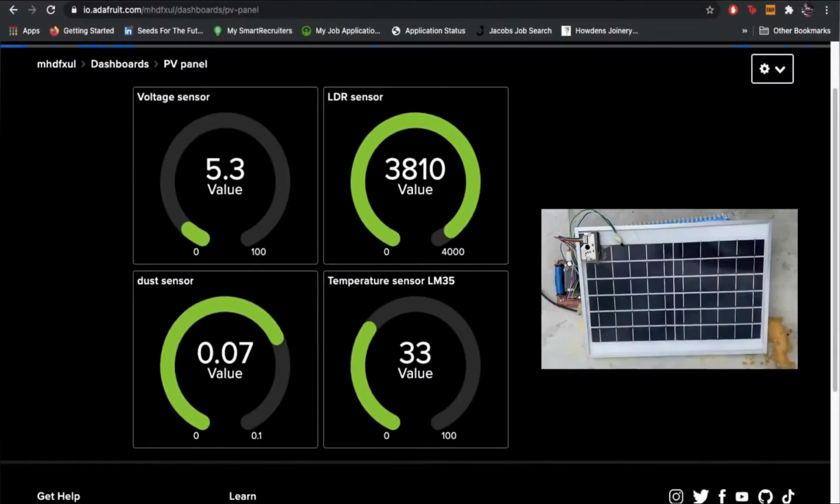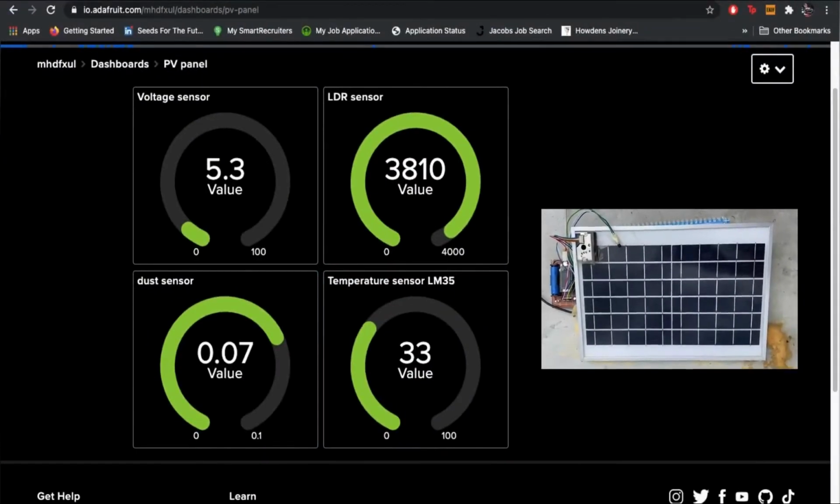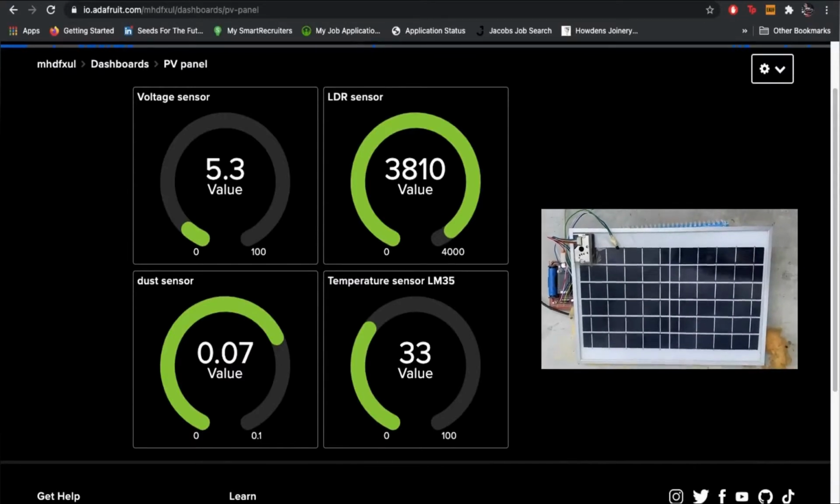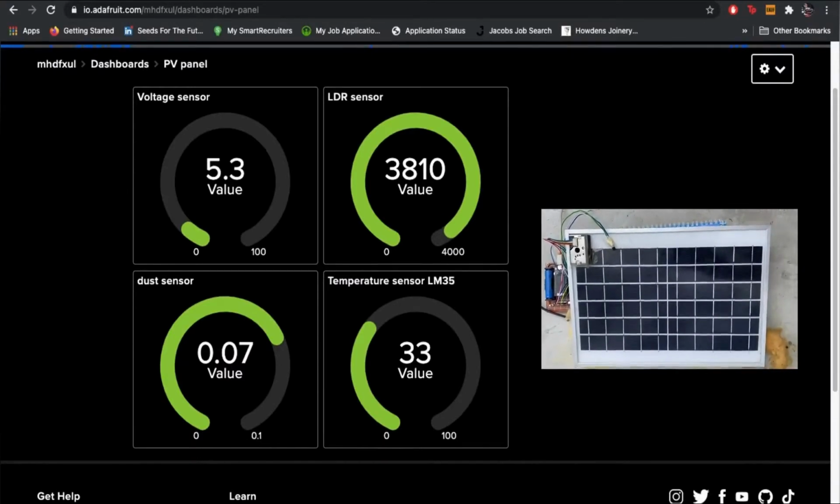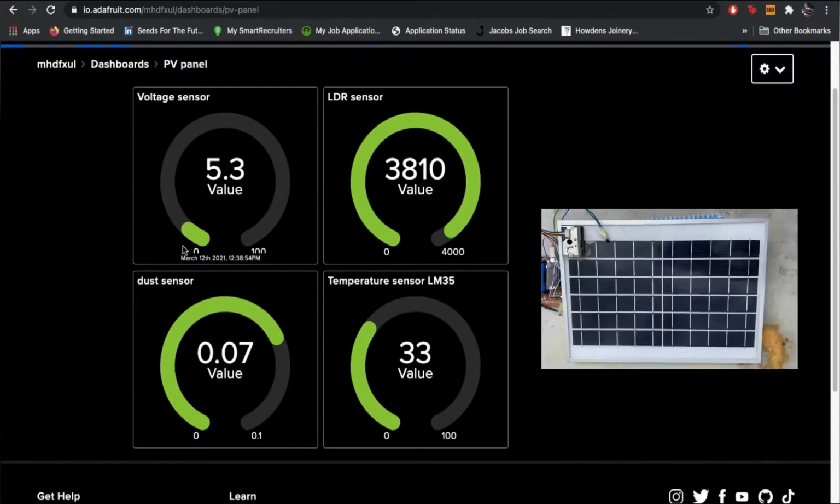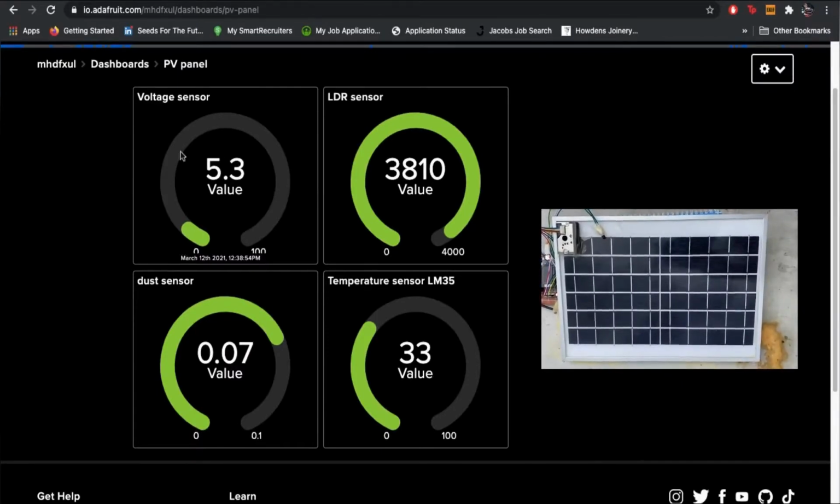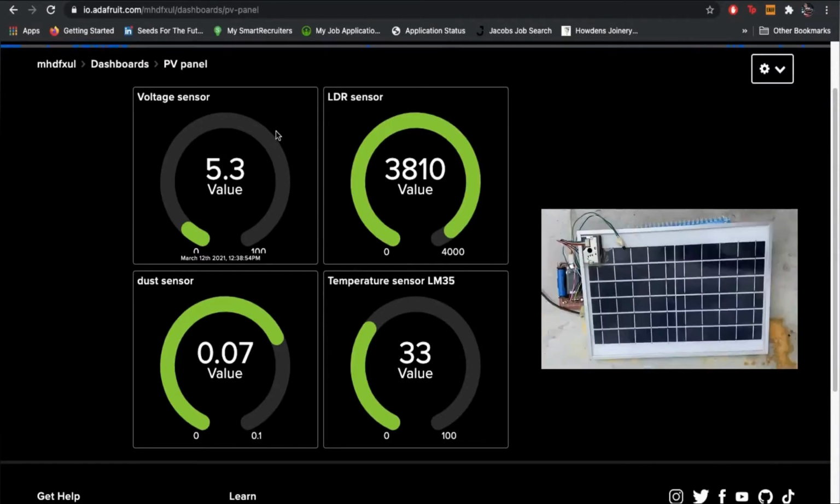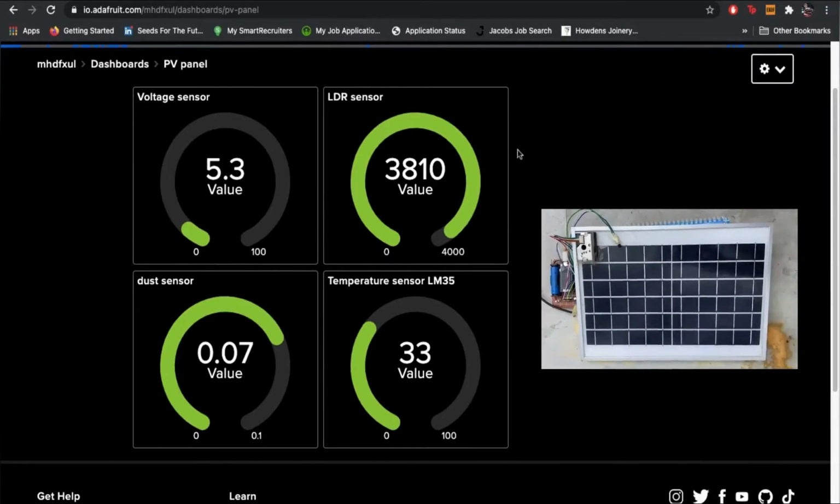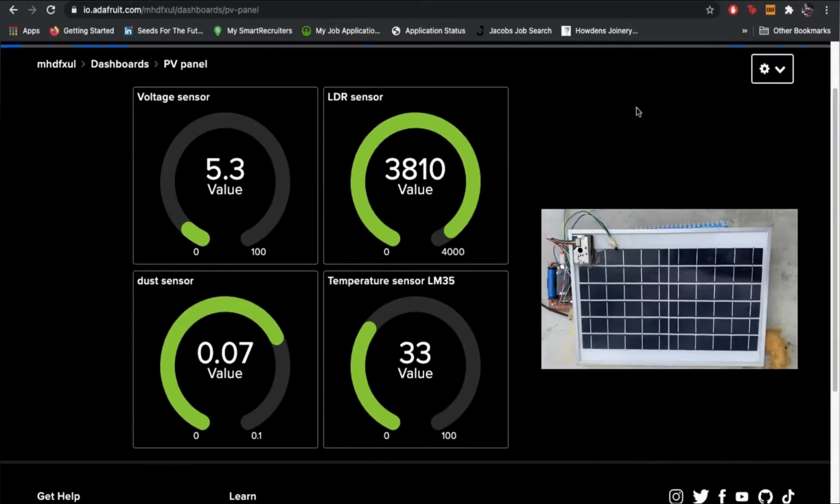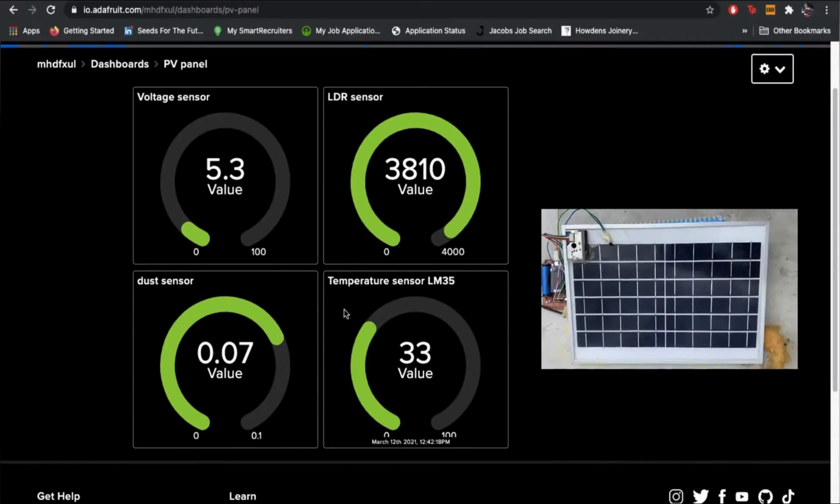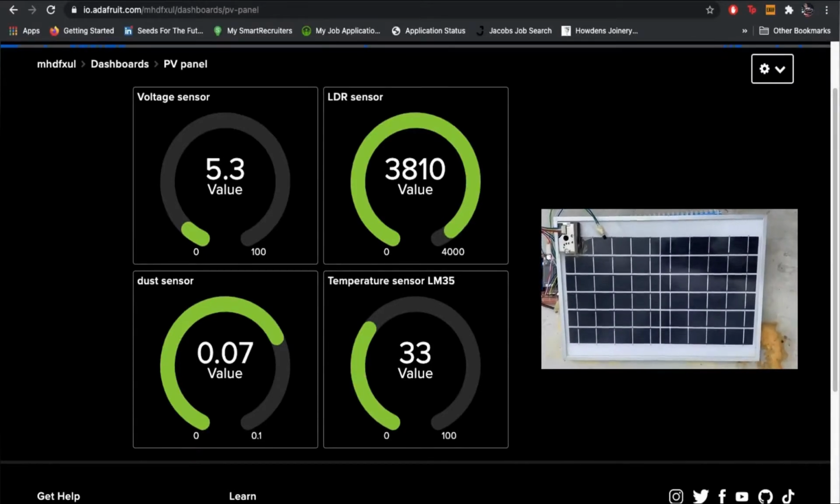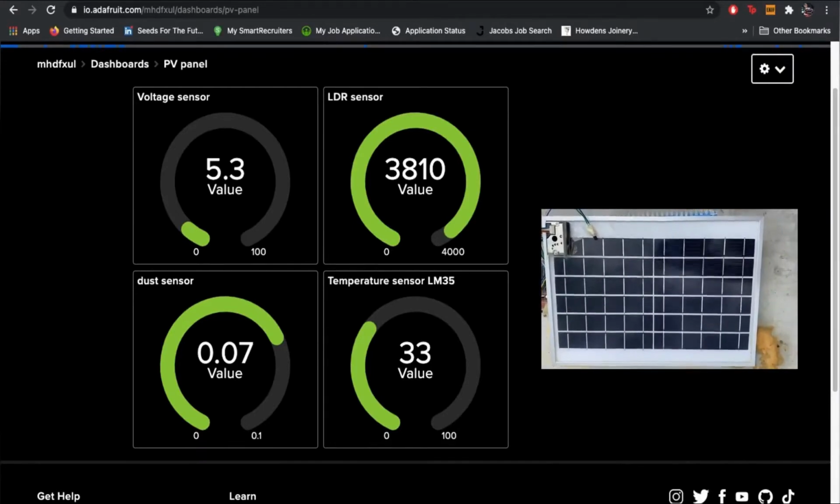On the Adafruit platform, it shows the data readings sent by the ESP32 from its respective sensors. As we can see here, the first column is the voltage sensor. It displays a value of around 5.3, so the voltage for a clean panel is higher than for the dirty panel. The second column is the LDR sensor. The value displayed is less than 4000. And the third column displays the temperature sensor LM35. It displays the value of the temperature detected by the sensor.